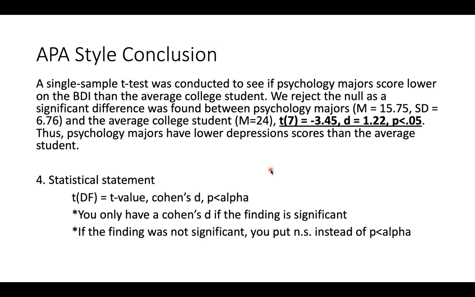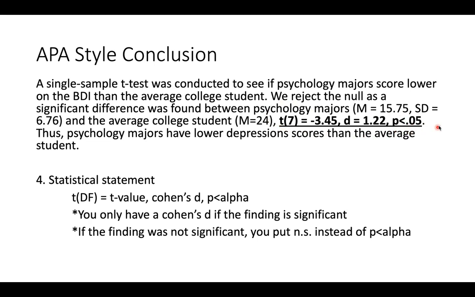Next, we need to give our statistical statement. So we start with t because we did a t-test. Open paren, our degrees of freedom, which is 7 because we had 8 participants, close paren, equals negative 3.45. That's our t value, the calculated t value. We need to keep this negative here. It's important. Comma, our effect size, d equals 1.22, comma, p less than 0.05.